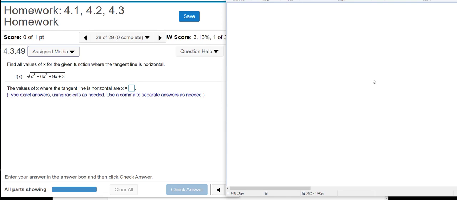Number 28, find all values of x for the given function where the tangent line is horizontal. Well, when a line is horizontal, its slope is 0. So to do this, we need to find f prime of x and set it equal to 0.